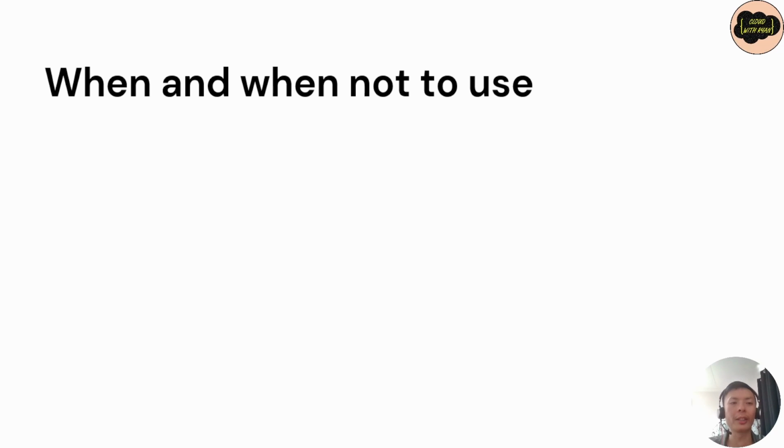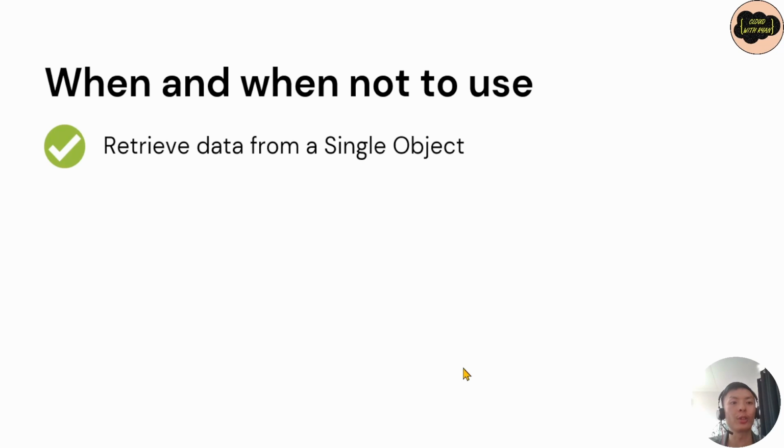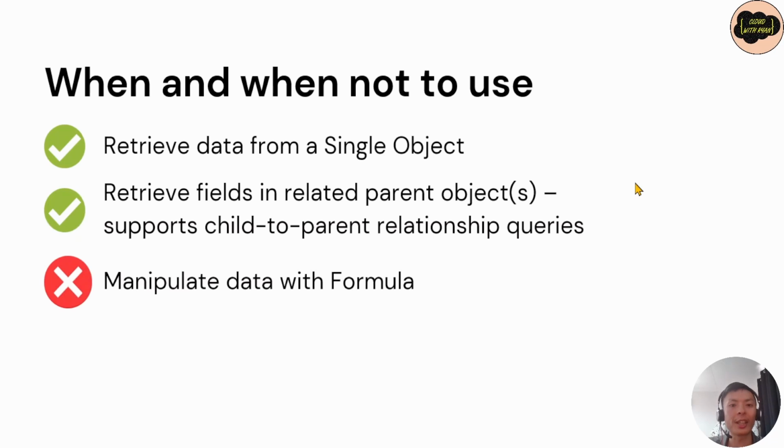So when exactly can you use DataRaptor Turbo Extract? You can use it to retrieve data from a single object, like account or contact. You can retrieve fields in related parent objects, so it supports child-to-parent relationship queries. It does not support formulas. If you need to manipulate data with formula, you need to use DataRaptor Extract.